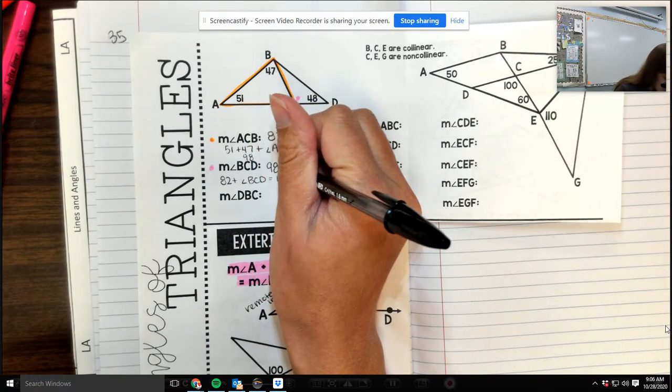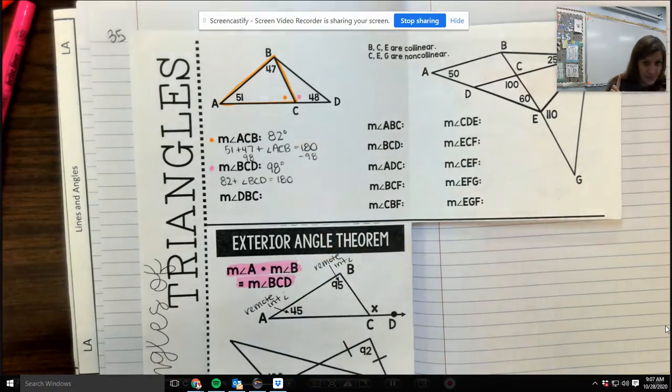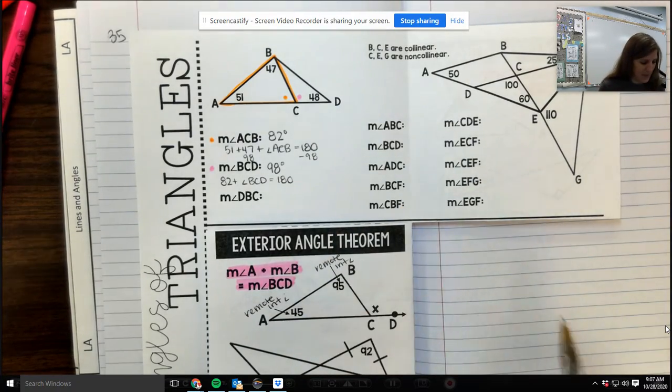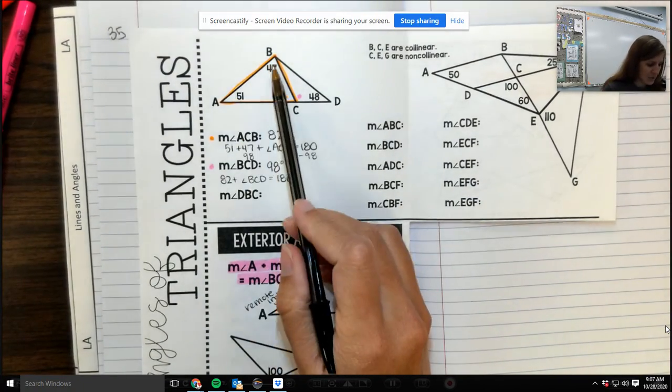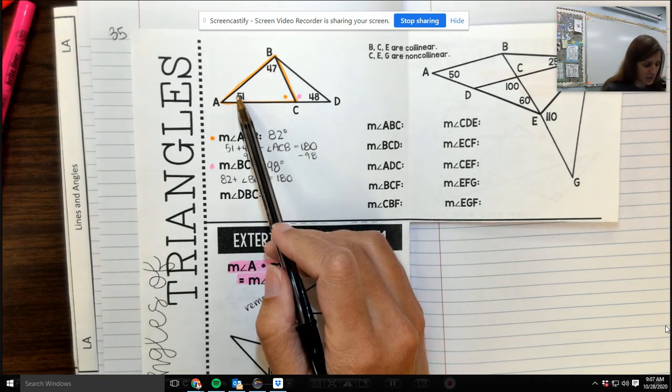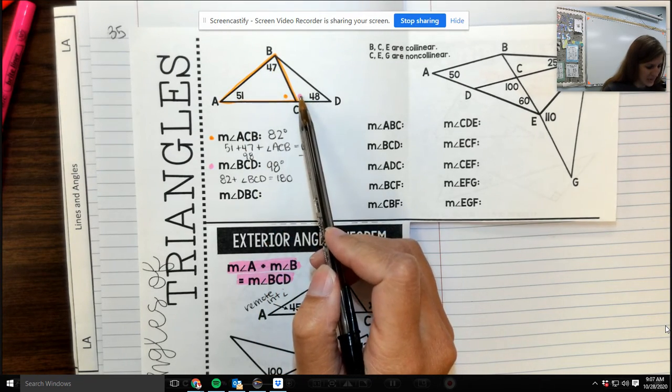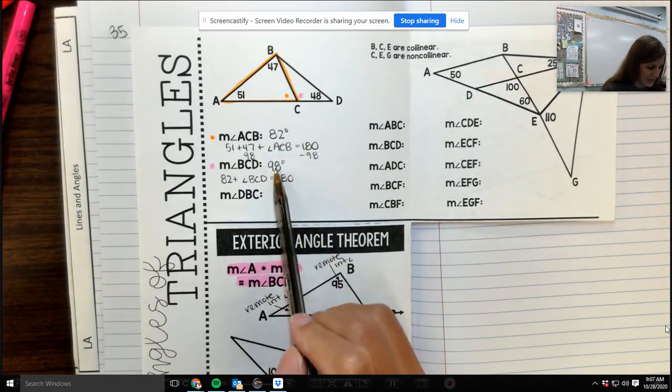that I had before, which, little preview, we talked about it, but the two remote interior angles will always add up to equal your outside one. So that kind of shows you why that works out.